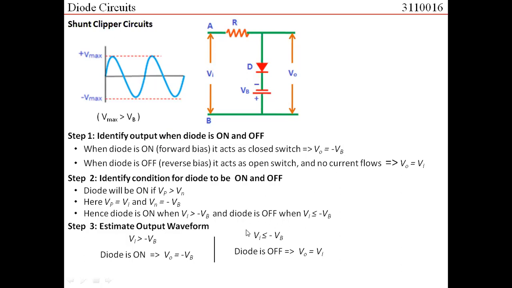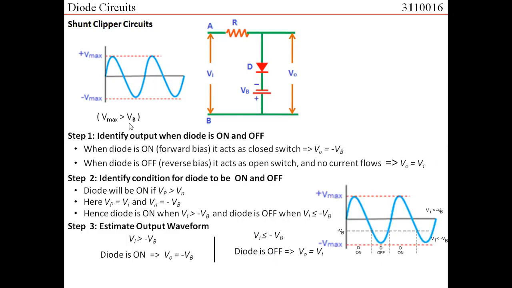And when the input voltage is less than minus VB, the diode is off. In that case, the output voltage would be the same as Vin. If you try to look at this in terms of the waveform, I have redrawn the input voltage here.